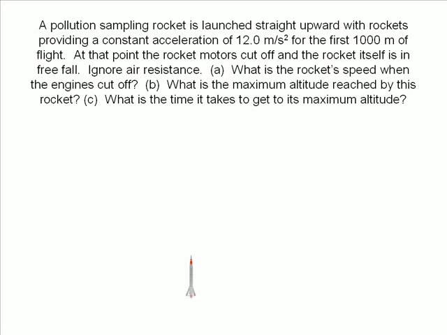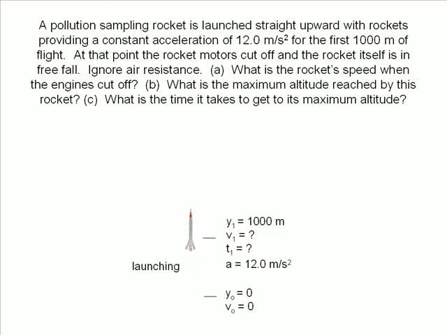Here is a vertical problem that involves having two different accelerations. The rocket starts at zero position and velocity and is blasted upward. During the launching phase, the rocket's engines accelerated upward at a rate of 12 meters per second squared. Once it reaches 1,000 meters, the rocket's motor is cut off.